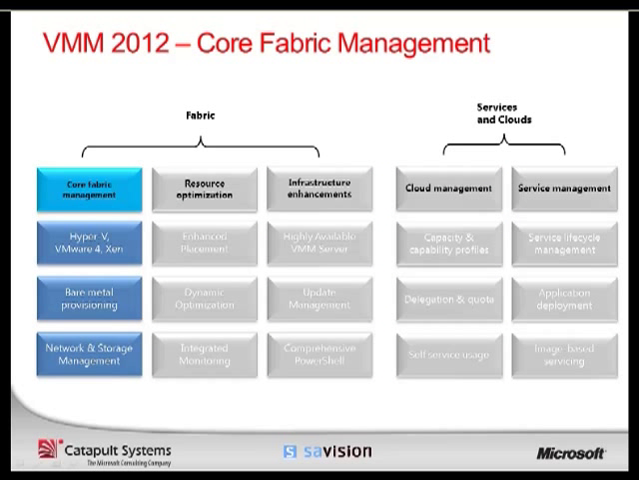First thing we'll go over is the Core Fabric Management features. This gives you the ability to manage basically all of your hardware resources, bare metal provisioning, network and storage management, and obviously manage multiple hypervisors, which by looking at the poll question, we do have VMware, Hyper-V, and Citrix all represented here.